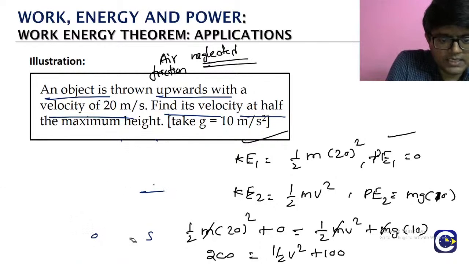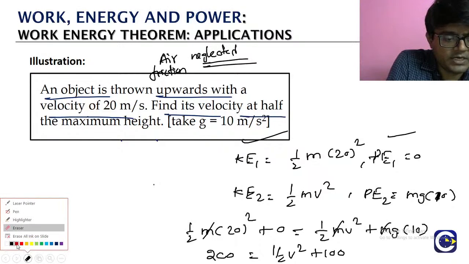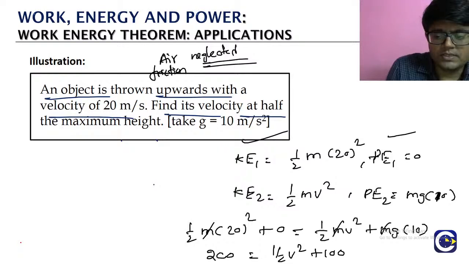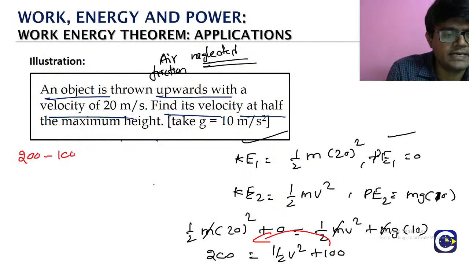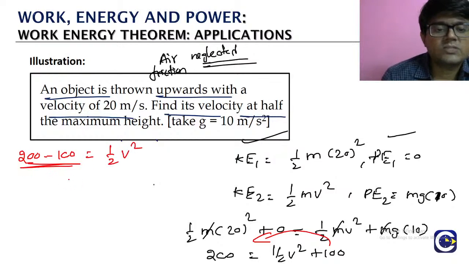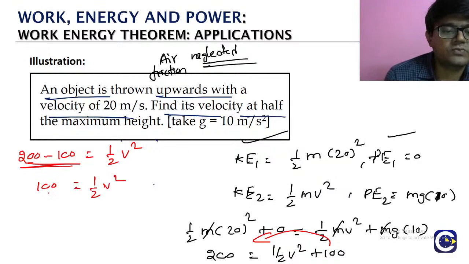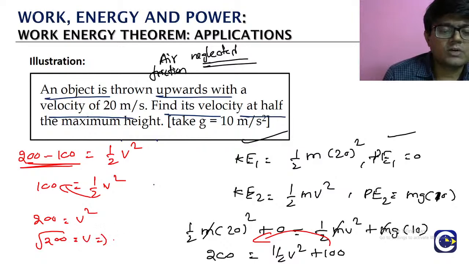So take that 100 on the right side to the left side, it will become negative. So on the left side we will have 200 minus 100 is equal to half v square. 200 minus 100 is 100, so 100 is equal to half v square. The 2 goes to the numerator, so 200 is equal to v square. From this, root 200 is equal to v. Root 200 means 10 root 2.